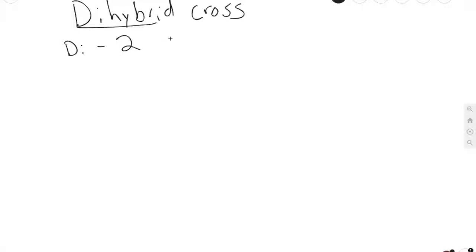Let's look at the dihybrid cross. Let's start with this term dihybrid. So the term di means two. So in this case, we're going to be looking at two characters. So let's use Mendel's pea plants as an example. For this example, we'll look at two different characters.